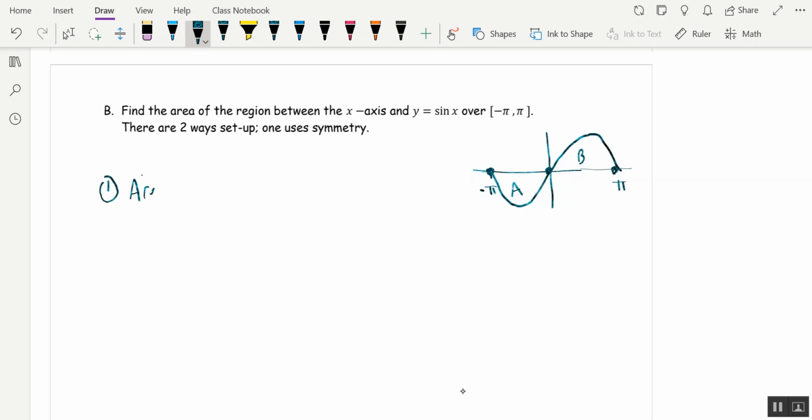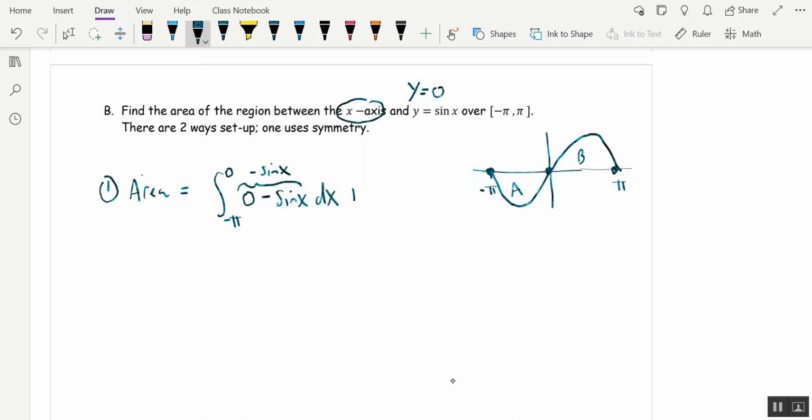Area is equal to, now we're going to need two integrals because top curve and bottom curve change halfway through that interval. So the area of region A is the integral from negative pi to 0 of the top curve, which is 0. The x-axis is y equals 0. The bottom curve is sine x dx. You could, yes, just write that as negative sine x if you wanted to, but I just want to illustrate top minus bottom.